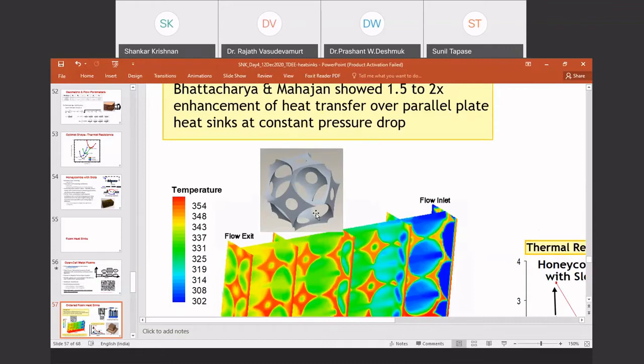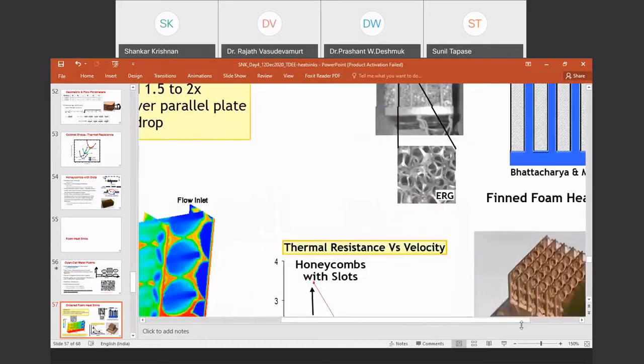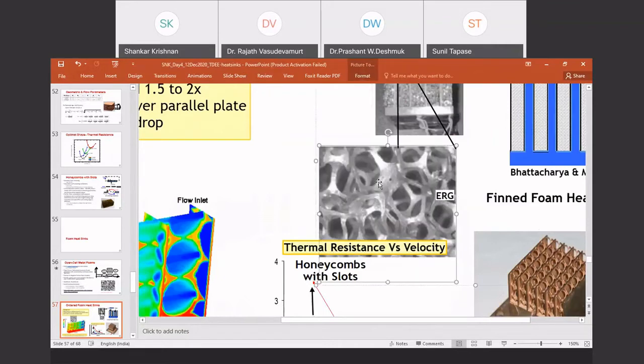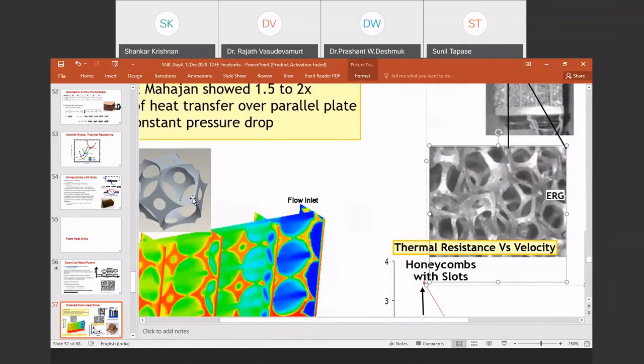In fact, I have shown that this periodic structure is able to predict the performance of the stochastic form, like shown here. These are the stochastic forms that are available commercially in the market. So we show that the geometries that we create by this periodicity are equivalent, because we are able to capture the surface area per volume and so on. If this unit cell gets repeated in 3 dimensions, then you get a periodic structure.